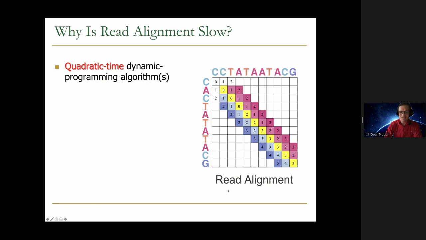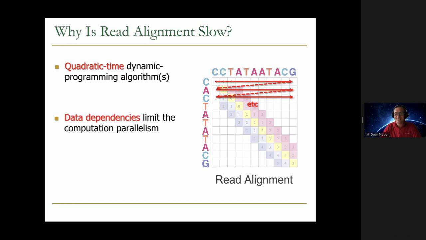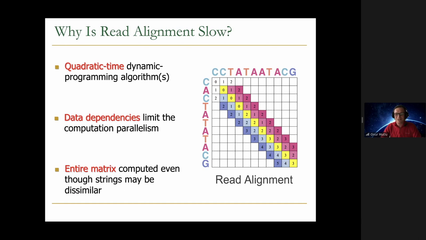Okay, before we go into the mapper design, very quickly, let's talk about read alignment, which is a dynamic programming problem. You have two pieces of text over here, and you want to find all differences, the minimum number of edits, and you want to find the different edit types. To be able to do that, you really need to build a dynamic programming table. And this leads to significant slowness, let's say. You have data dependencies in the computation. I'm not going to go through dynamic programming right now. But you need to compute the entire matrix, even though strings may be dissimilar.